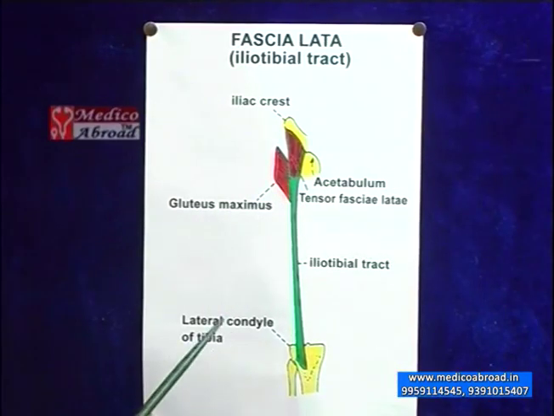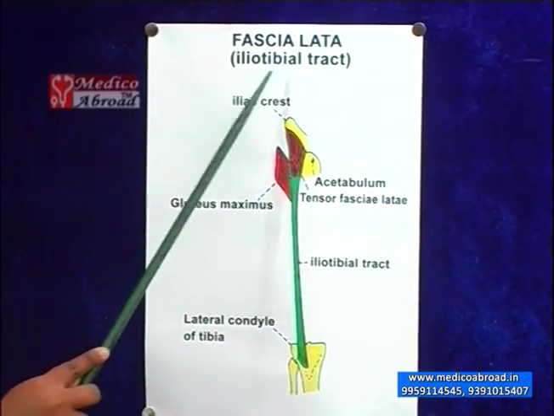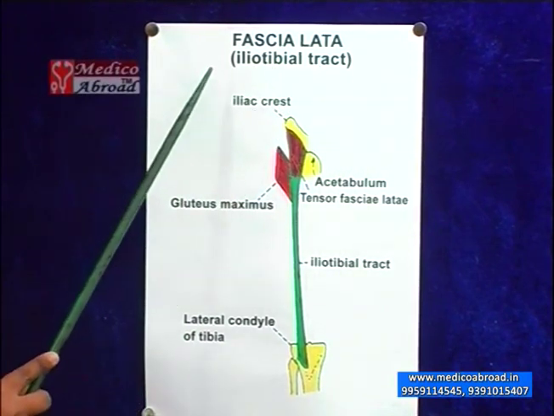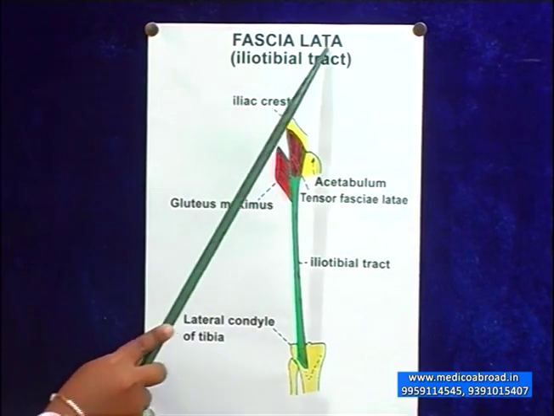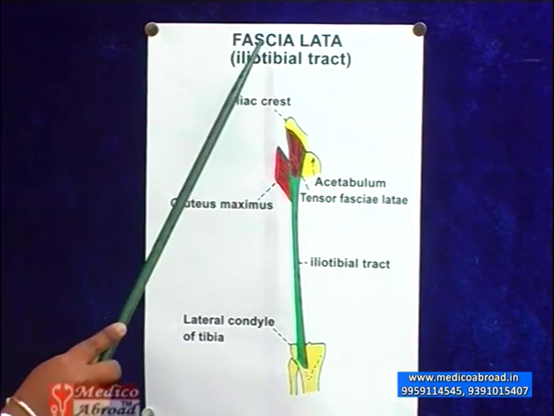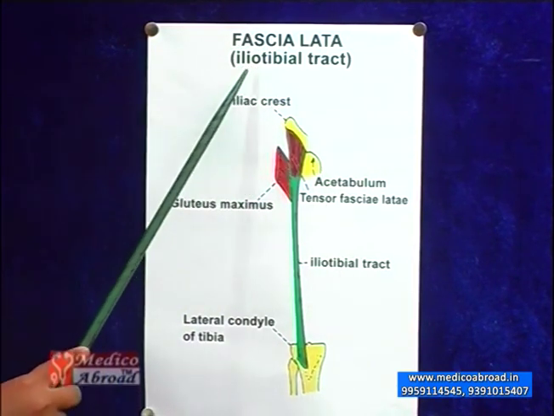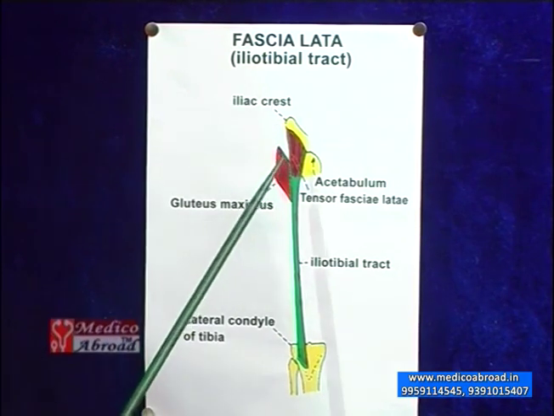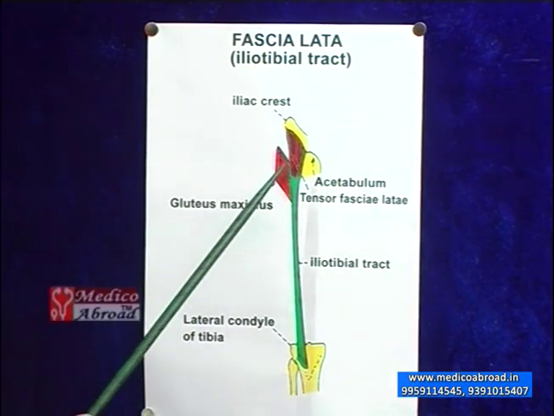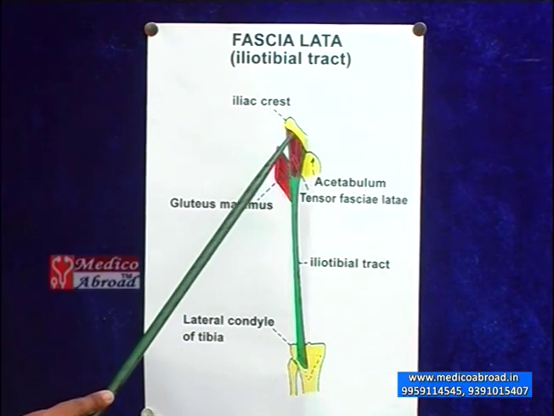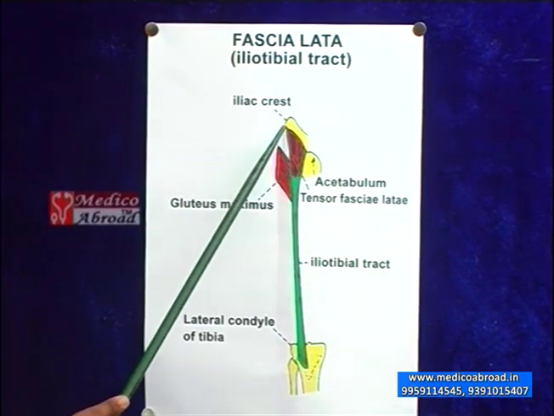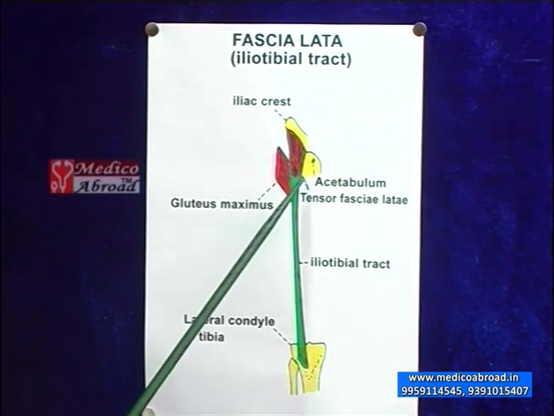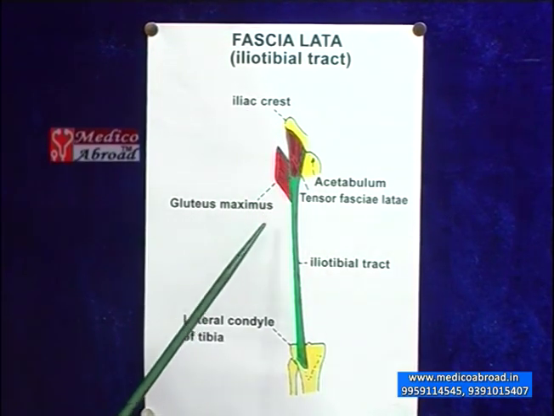This picture shows you the attachments of the iliotibial tract. As we have already studied, the iliotibial tract is a modification of the fascia lata. It's a lateral thickening of the fascia lata. Now, this iliotibial tract superiorly is split into two layers, the superficial part of which is inserted into the tubercle of the iliac crest. The deep layer is attached to the capsule of the hip joint.